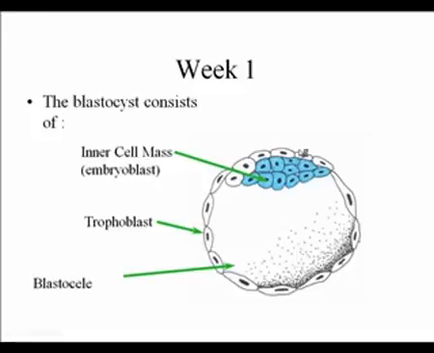So by the end of the first week, we have a blastocyst consisting of an inner cell mass, a blastocele or blastocyst cavity, and they're surrounded by a trophoblast. The trophoblast is going to give rise to the fetal components of the placenta. The inner cell mass is going to give rise to the embryo.